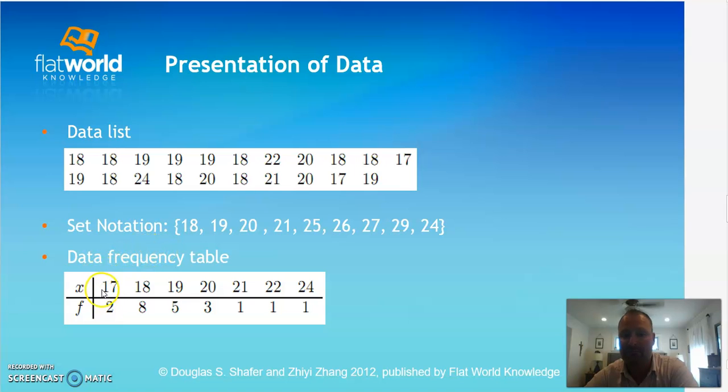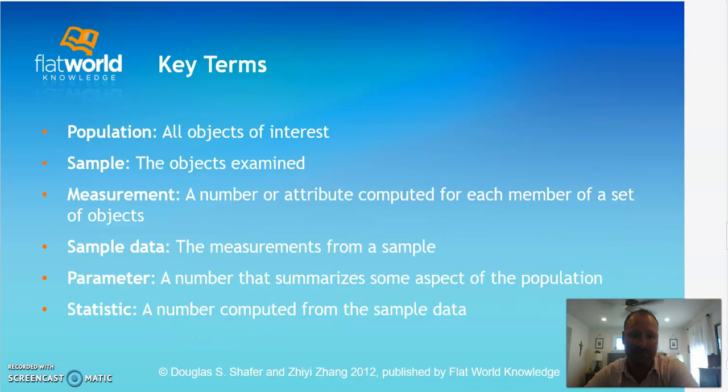And this represents a frequency table, so we have all of our data here, but then we're listing how many times it shows up. So 17 shows up twice. That's your frequency. F represents frequency. How frequent is it? 18 shows up 8 times: 1, 2, 3, 4, 5, 6, 7, and 8. Okay? So that's our frequency table.